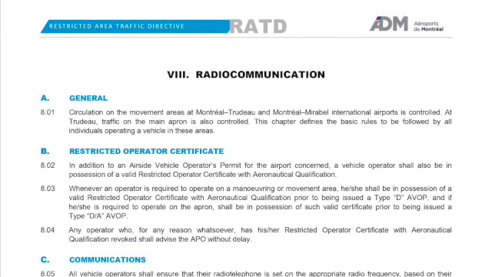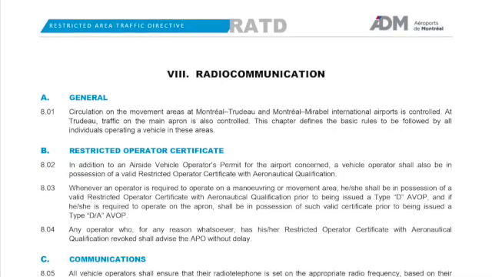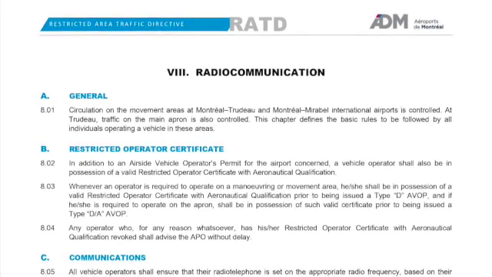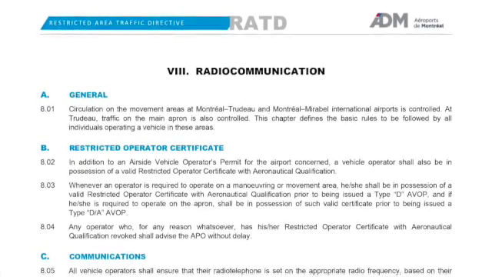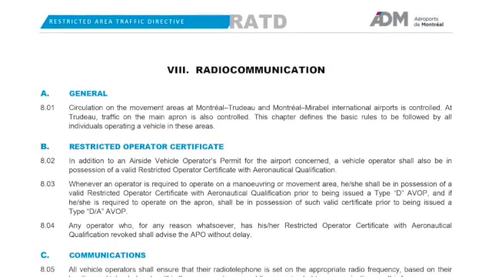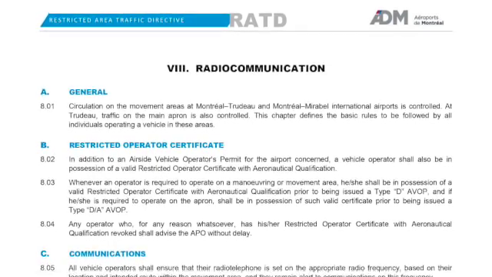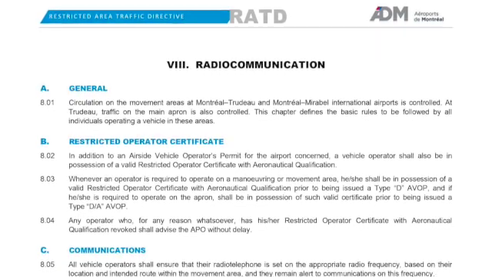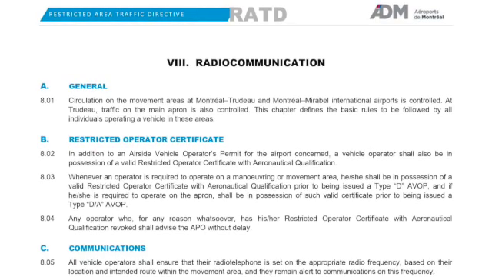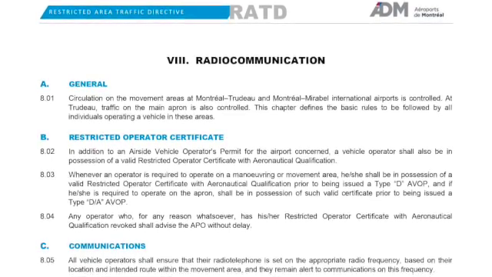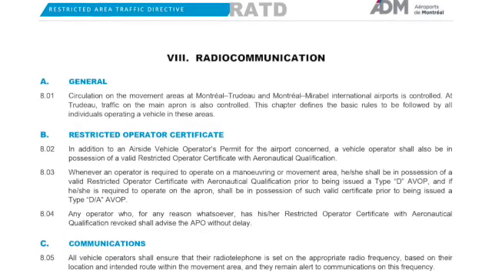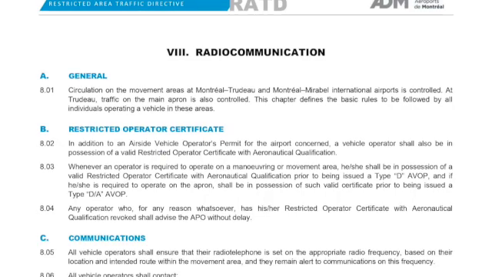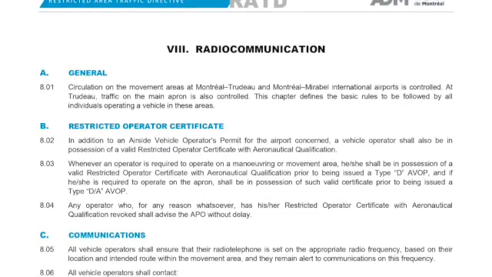General. 8.01 Circulation on the movement areas at Montreal Trudeau and Montreal Mirabel International Airports is controlled. At Trudeau, traffic on the main apron is also controlled. This chapter defines the basic rules to be followed by all individuals operating a vehicle in these areas. B. Restricted Operator Certificate. 02. In addition to an airside vehicle operator's permit for the airport concerned, a vehicle operator shall also be in possession of a valid Restricted Operator Certificate with aeronautical qualification.